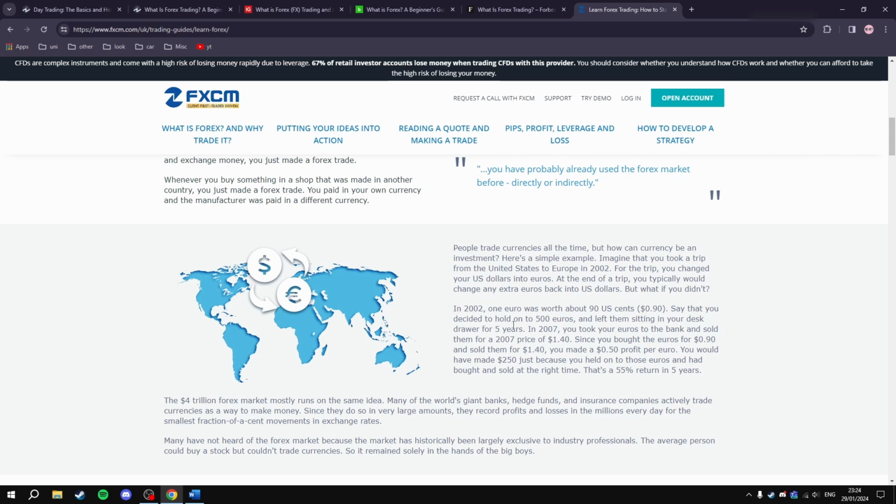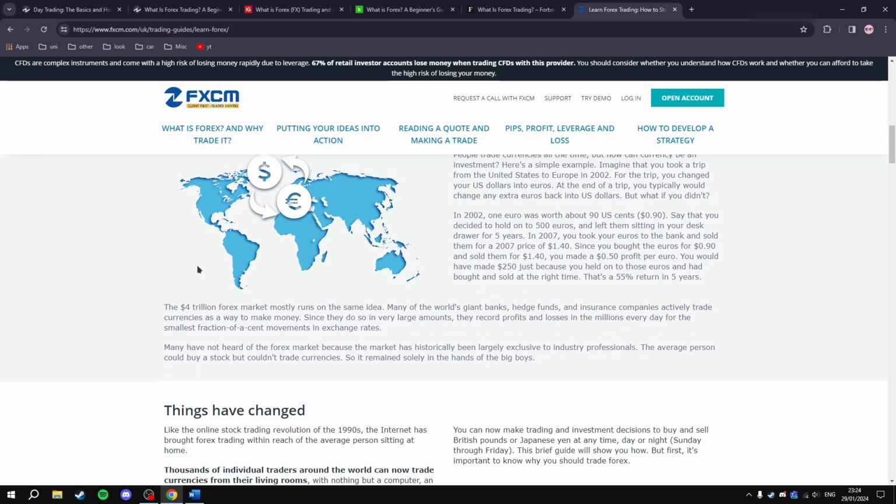Say that you decided to hold on to 500 euros and left them sitting in your desk drawer for 5 years. In 2007, you took the euros to the bank and sold them at the 2007 price of $1.40. Since you bought the euros for 90 cents and sold them for $1.40, you made a 50 cent profit per euro. You'd have made $250 just because you held on to those euros and bought and sold at the right time. That's a 55% return in 5 years.